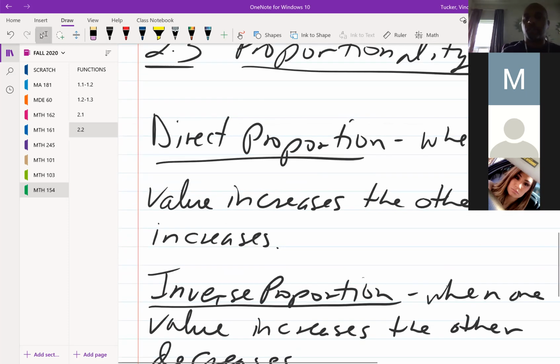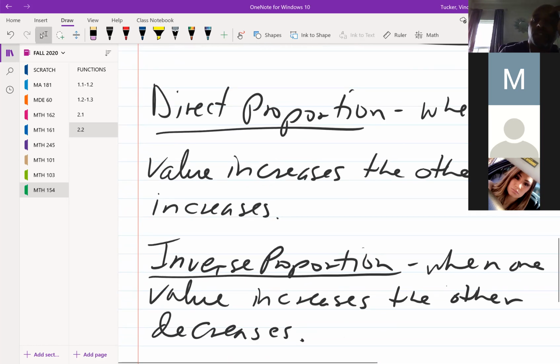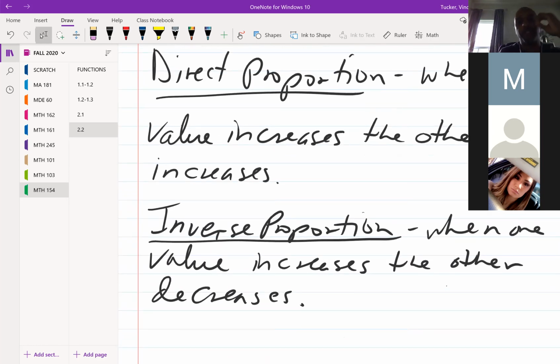All right, so 2.3 is proportionality. Direct proportion is when one value increases, the other increases. Inverse proportion is when one value increases, the other decreases.